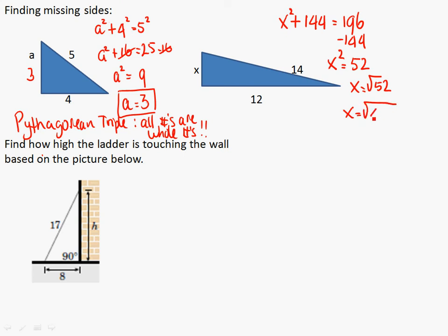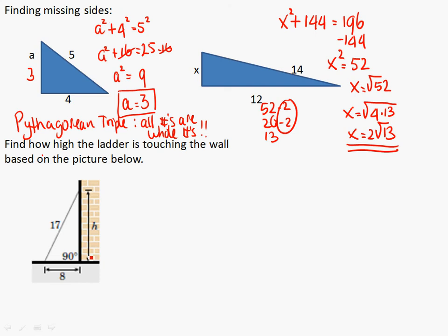52 is 4 times 13. So I would want you to reduce your square roots here. So you would write 2 square root of 13 here. Okay, so please don't write the square root of 52 anymore. See if you can reduce it. If you can see that it's 4 times 13, you can sort of skip a step here. Otherwise, you would have to sort of do it the long way, which is 52 divided by 2 is 26, divided by 2 is 13. So you got the same answer. Yeah?